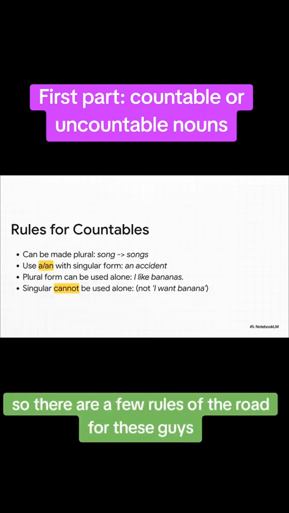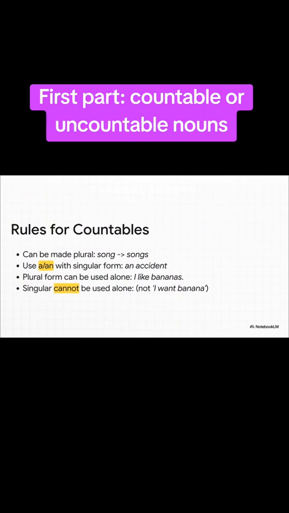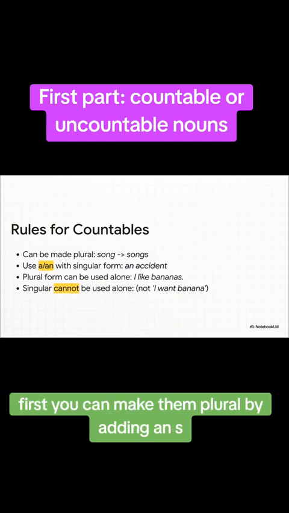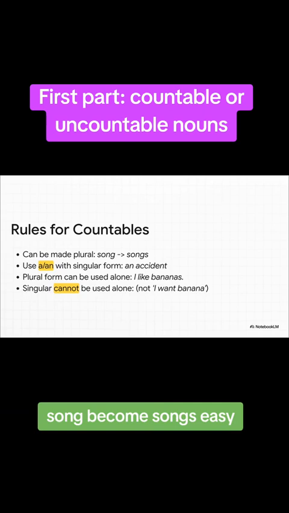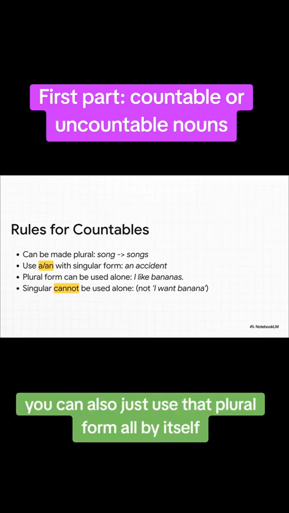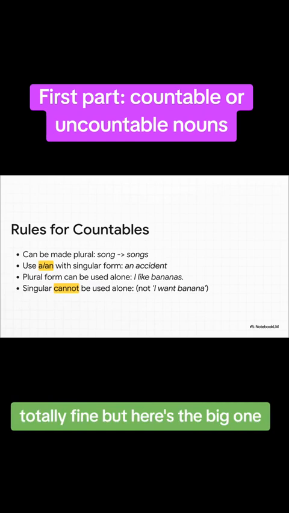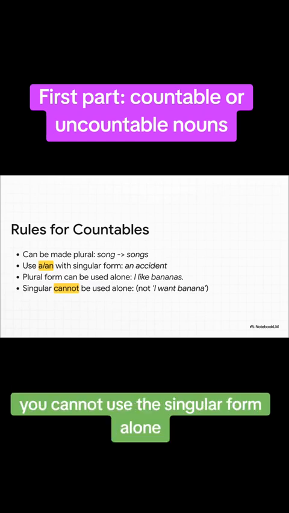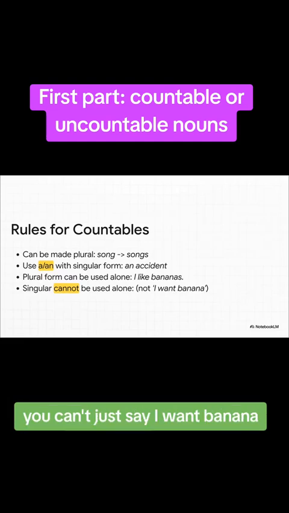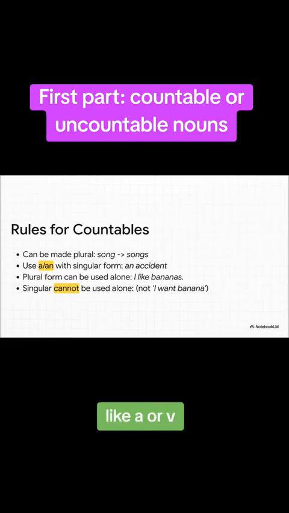Okay, so there are a few rules of the road for these guys. First, you can make them plural by adding an S. Song becomes songs. Easy. You can also just use that plural form all by itself, like I like bananas. Totally fine. But here's the big one, the one that catches people. You cannot use the singular form alone. You can't just say, I want banana. It needs a little helper word, like a or the.